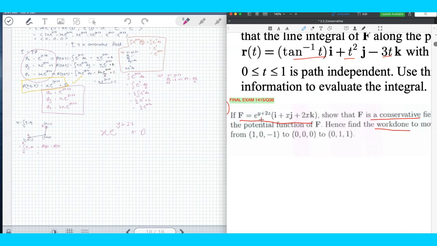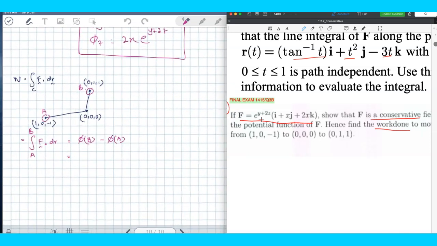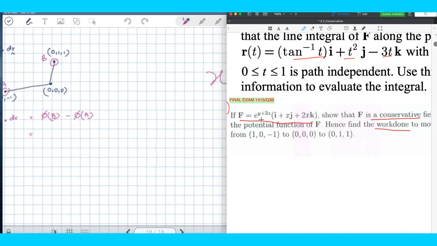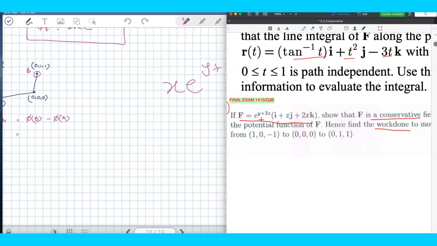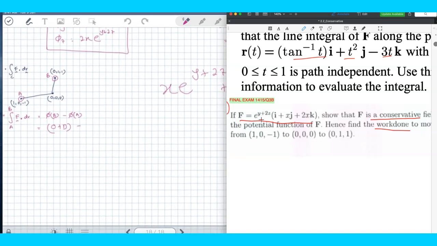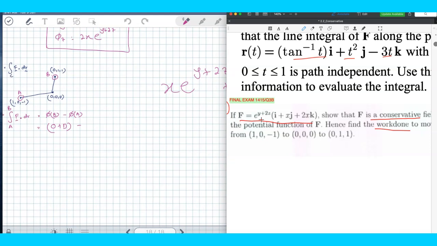Okay, my iPad frozen. Then we substitute for the given point B, 0, 1, 1. So x is 0, so everything is 0, so 0 plus D, minus, and then you replace 1, 0, minus 1. So 1 times e to the power of y plus 2z.